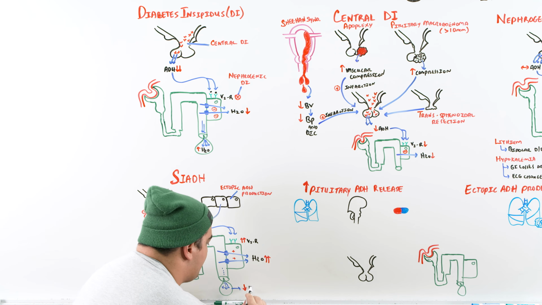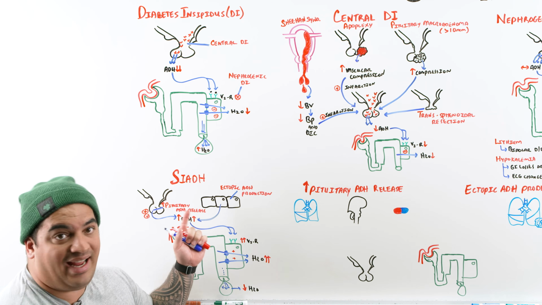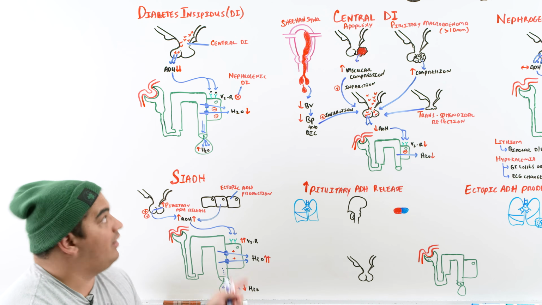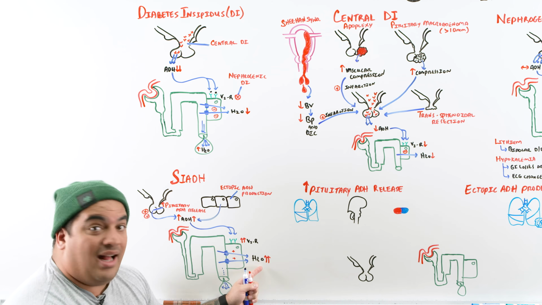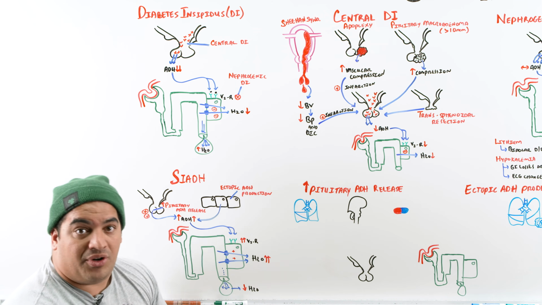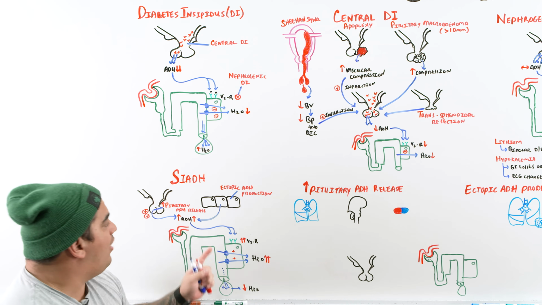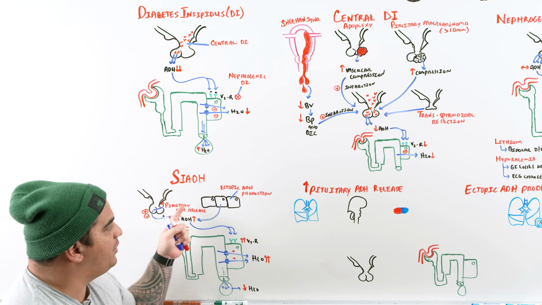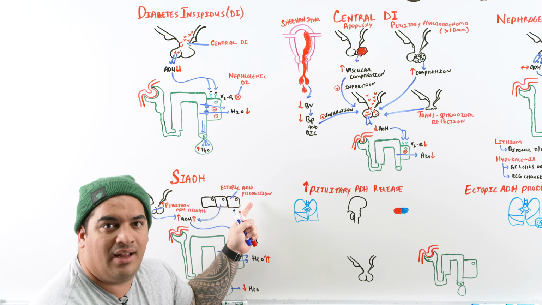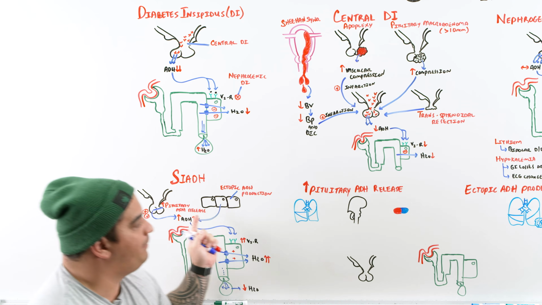This is the big difference between these two disorders, DI and SIADH. Little water in the urine, lots of water in the urine. Lots of water in the bloodstream, very little water being returned to the bloodstream. The question now comes, what's triggering the increased pituitary ADH release, and what is this thing that's causing ADH production that's not from the pituitary?